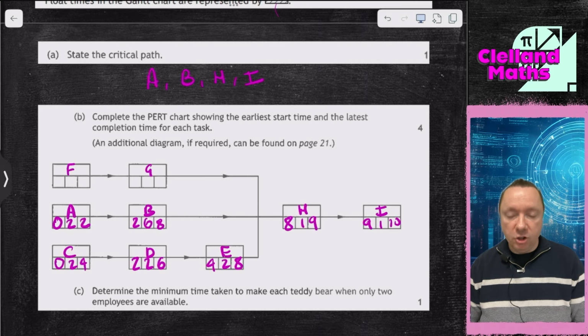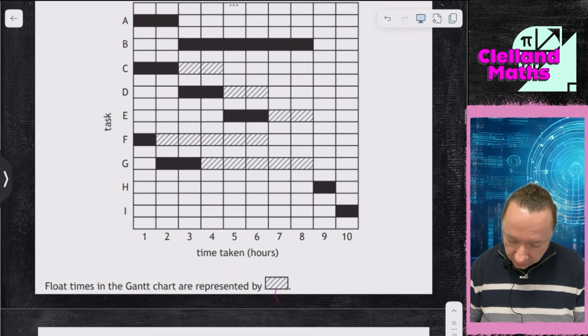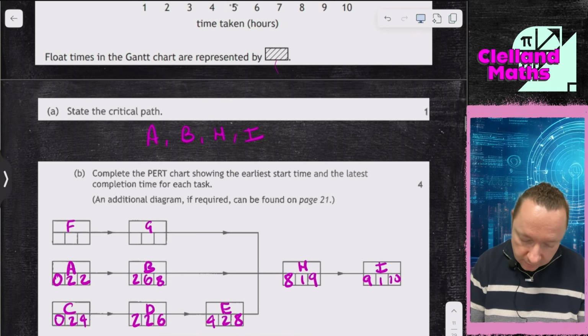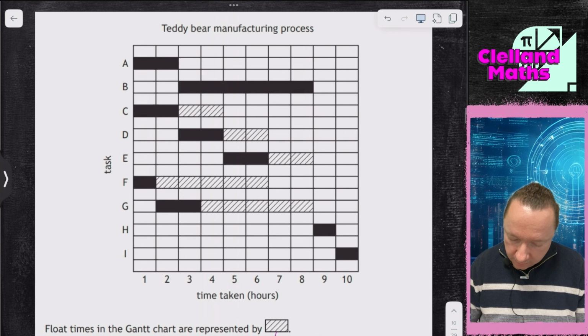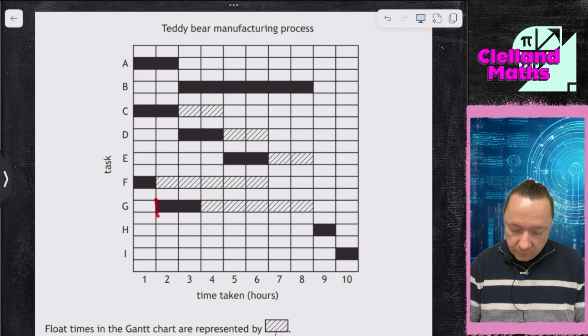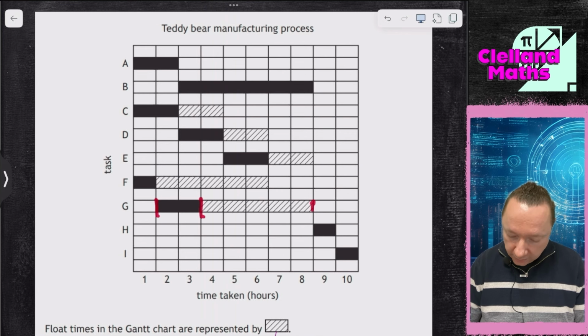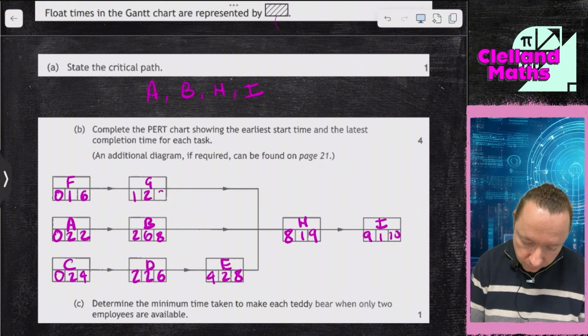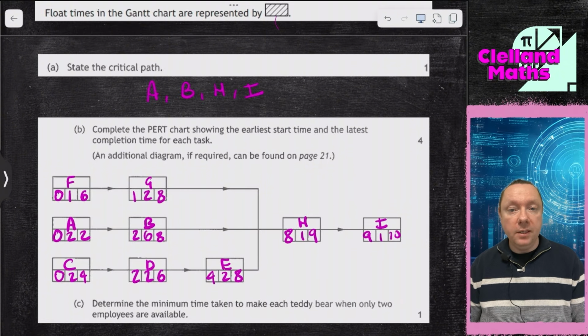And then moving to F and G. F starts at 0. It takes 1, but we can go all the way to the end of day 6. So 0, 1, 6. And G starts at 1, takes 2, but we can go all the way to day 8. So 1, 2, and 8. And there, that should be a completed precedence chart. We can check if that makes sense.